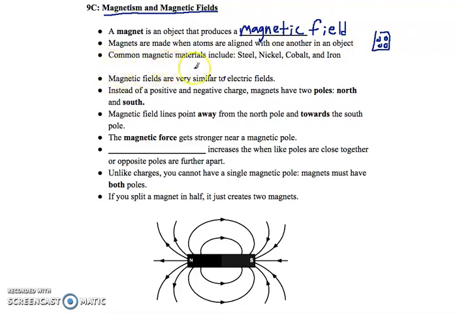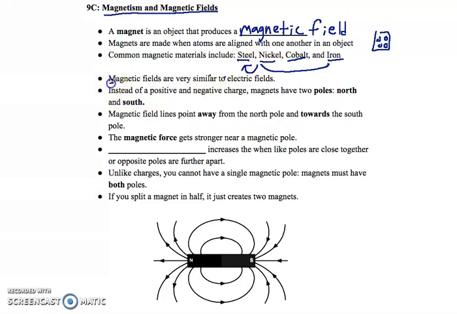So some common magnetic materials include nickel, cobalt, iron. So nickel, cobalt, iron are all elements, and then steel is actually a compound of usually iron and carbon. So those are common magnetic materials.